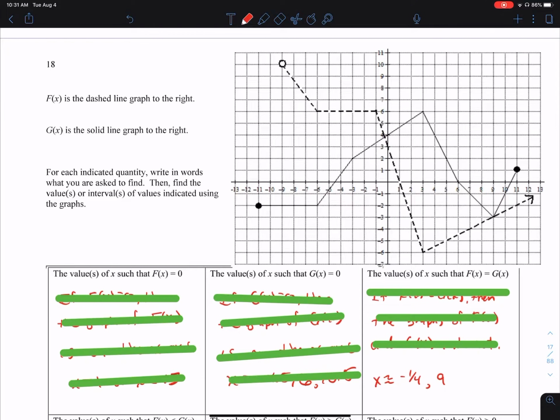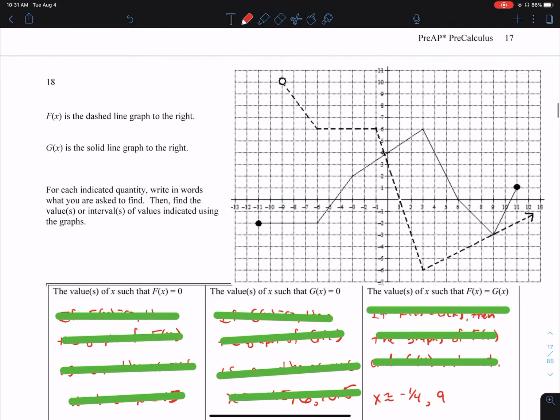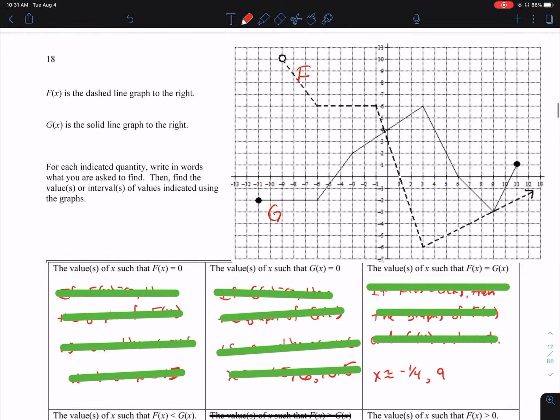F is the dashed graph, G is the solid graph. I'm just going to label those once again, F and G. For each indicated quantity, write in words what you're asked to find, then find the indicated values using the graphs. All right, first one. The value of x when f of x is 0. First of all, what does that mean? If f of x equals 0, then the graph of f of x is on the x-axis. And when is this graph on the x-axis?